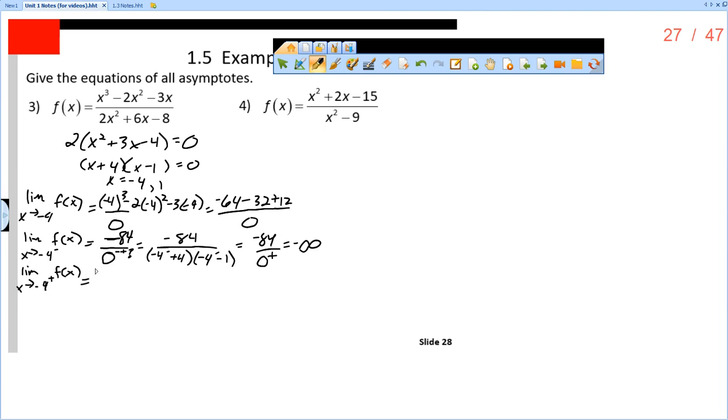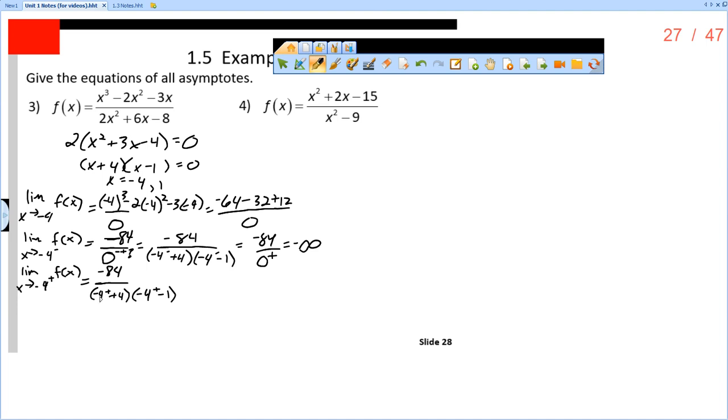Now we also want to evaluate from the right. We're going to go through the same process, but in the numerator, we're still approaching -4. It doesn't matter if we're approaching -84 from the left or from the right. It's still a negative number, like -83 or -85 on either side of -84. Now in the denominator, we have -4 from the right plus 4 times -4 from the right minus 1. -4 from the right plus 4.